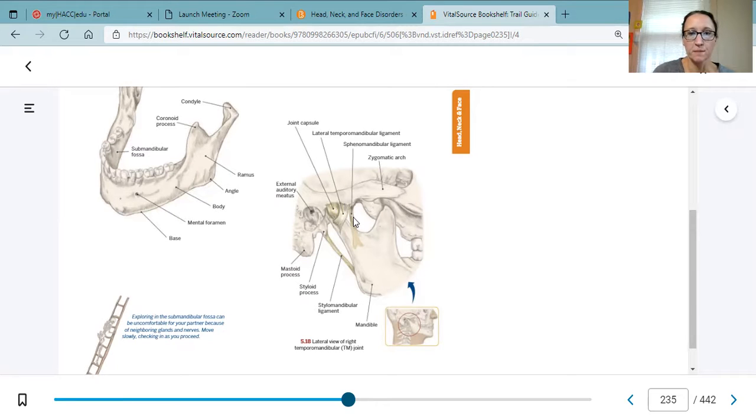We have the sphenomandibular ligament, which attaches to that little part of the sphenoid bone and then to the inside of the ramus. We have the stylomandibular ligament. That one attaches to the styloid process. So we have a couple of ligaments that actually hold the joint, or hold the mandible in the joint space. But the joint capsule and the lateral temporomandibular ligament here are the ones that really hold that joint together, okay?